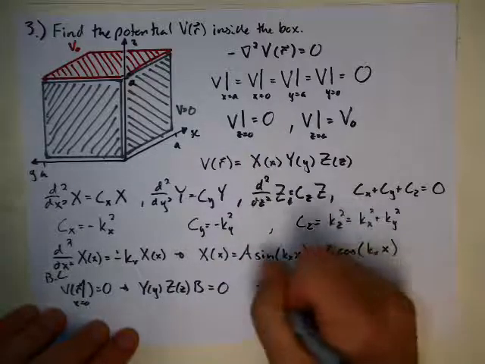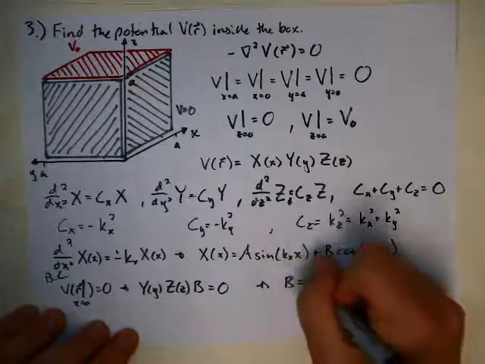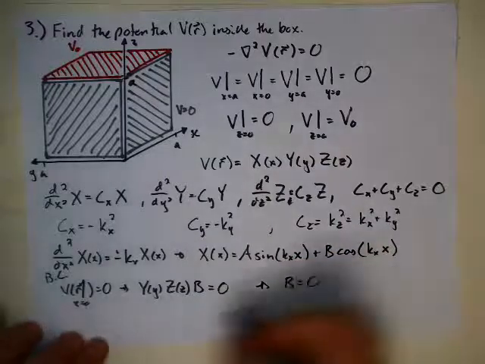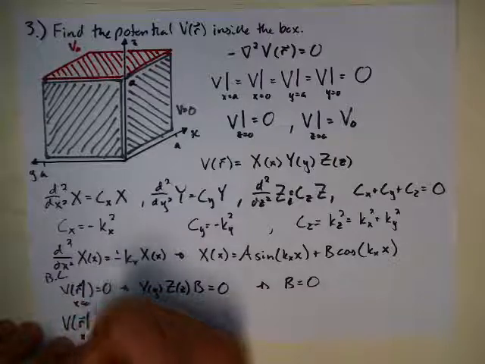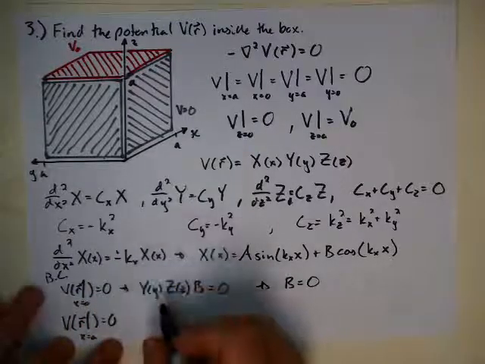This must be equal to 0, which gives us the boundary condition, of course, that b equals 0. The second boundary condition: V of r at x equal to a equal to 0.